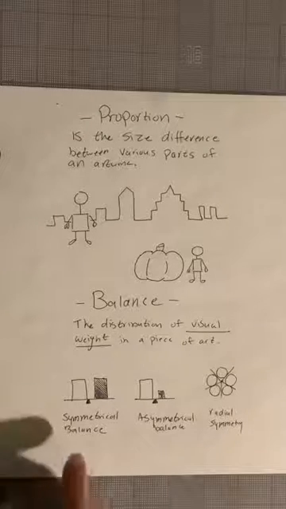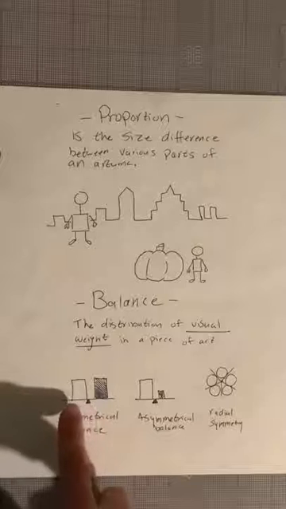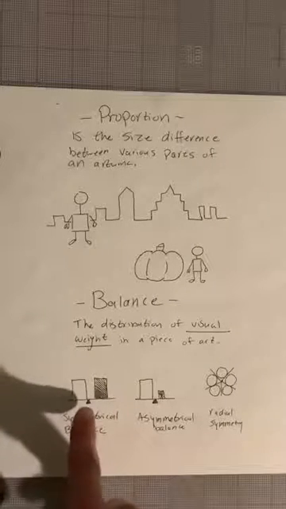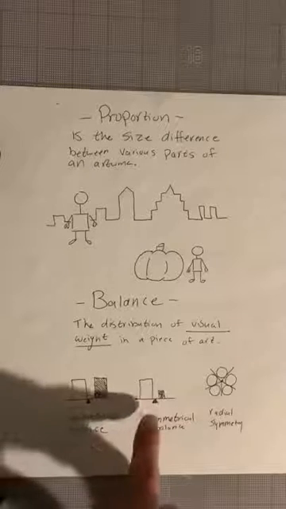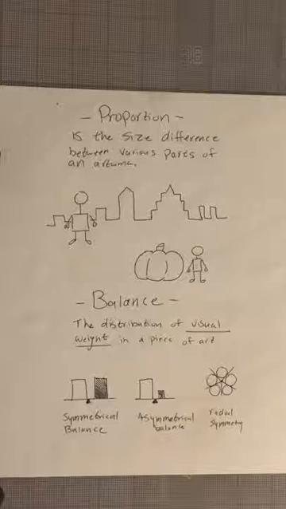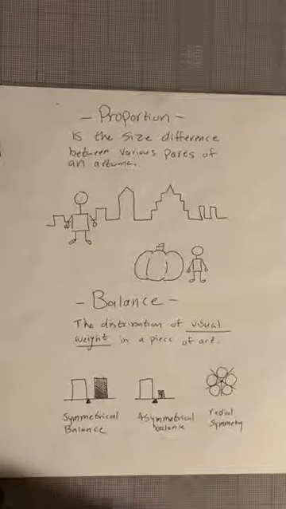Okay, so that's what I did here. If both things are equal, then it's symmetrical on our little scale visually. And if one thing is different than the other, then it is asymmetrical and it's not going to be balanced. All right.